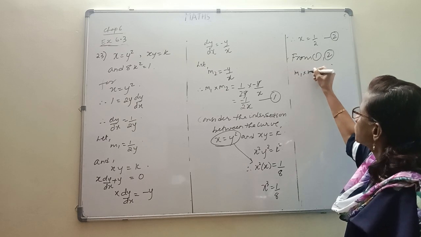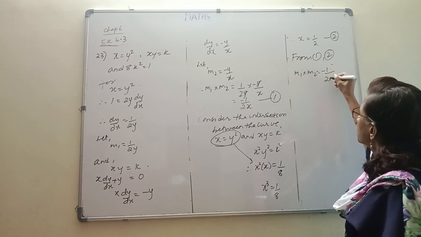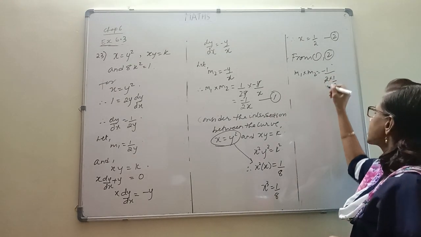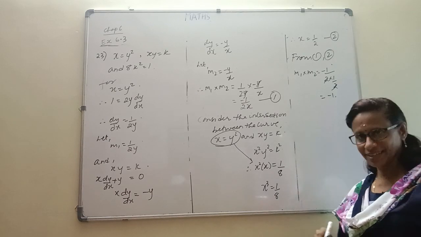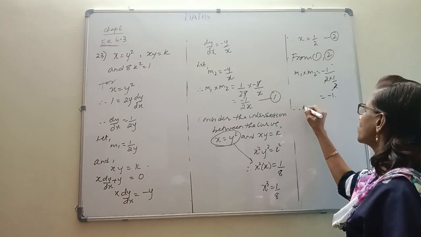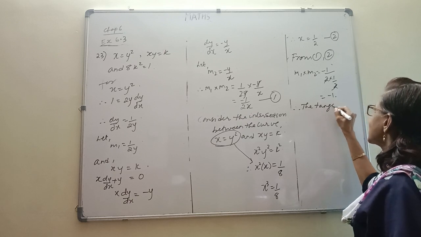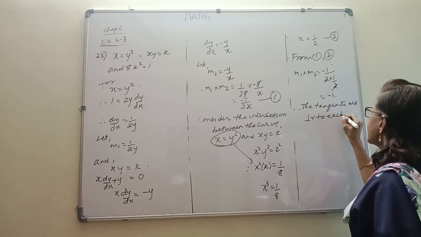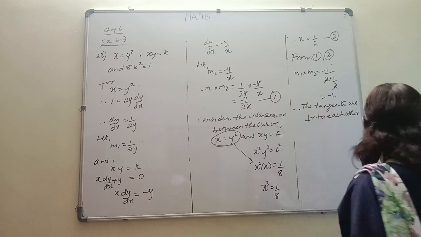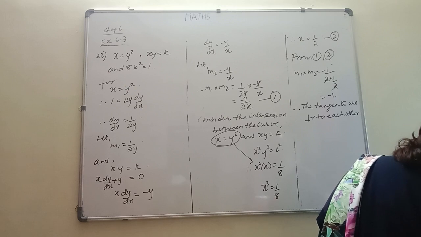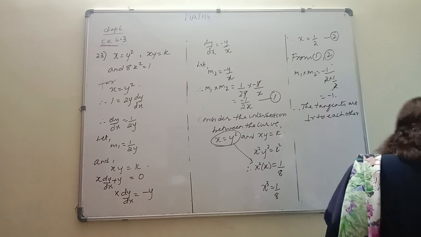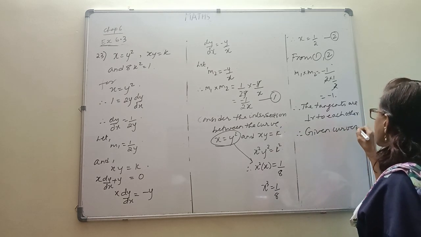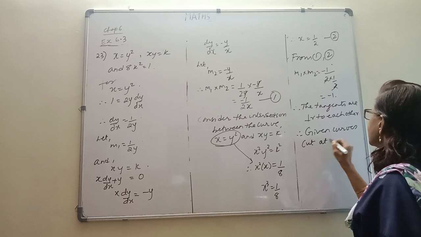What is happening to m1 into m2? It is becoming minus 1 by 2x, and x is 1 by 2. So the 2 cancels, and the answer is minus 1. Therefore, the tangents are perpendicular to each other, because the product of the slopes has become minus 1. So let's conclude properly. Therefore, the given curves cut at right angles.